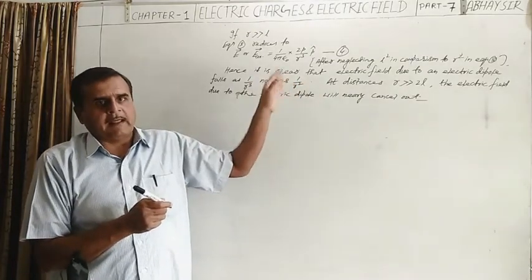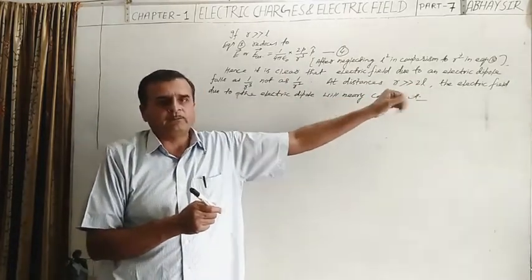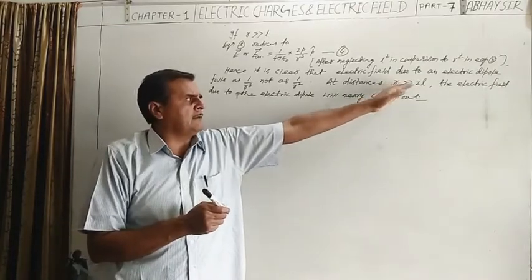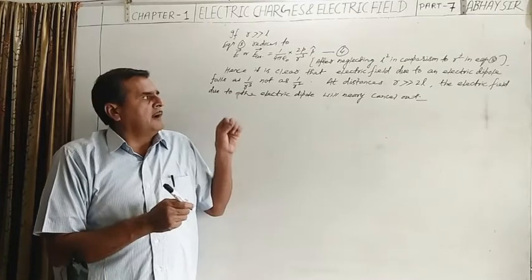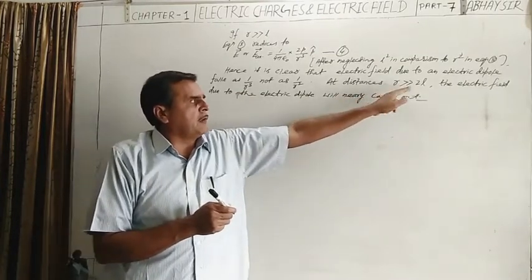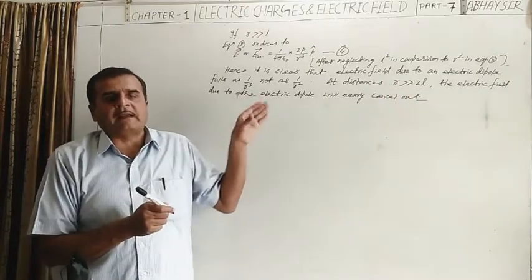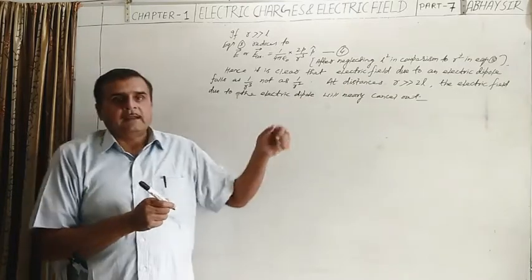At the start also we discussed that for a distance r too much greater than 2l, the electric field becomes zero. But for a distance smaller than 2l, it is not zero, but the total charge of the electric dipole becomes zero. So this ends this topic.